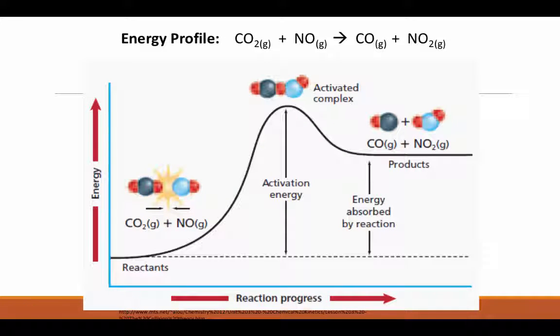Considering now the energy profile of the reverse reaction between CO2 and NO, here we begin with our CO2 and NO at a relatively low energy. Again, if they're able to collide with enough energy to overcome the activation energy barrier, we get this activated complex, or momentary arrangement of atoms, before bonds break and products form. This reaction is an endothermic reaction because the products are higher in energy than the reactants, meaning energy has been absorbed from the surroundings.